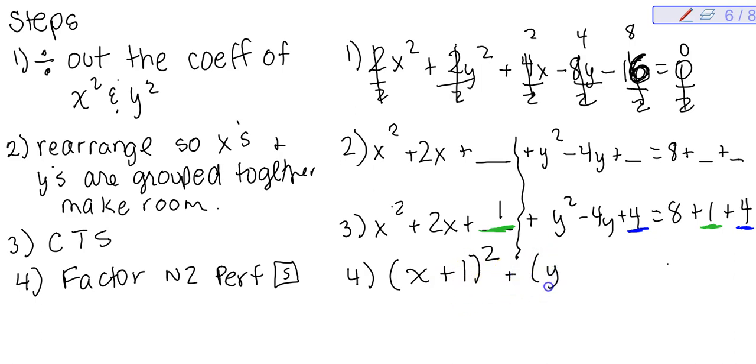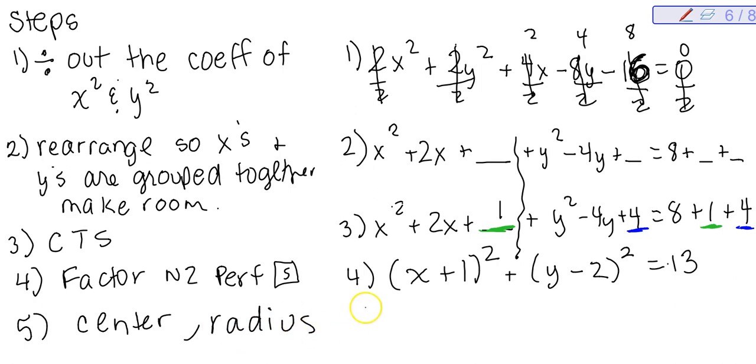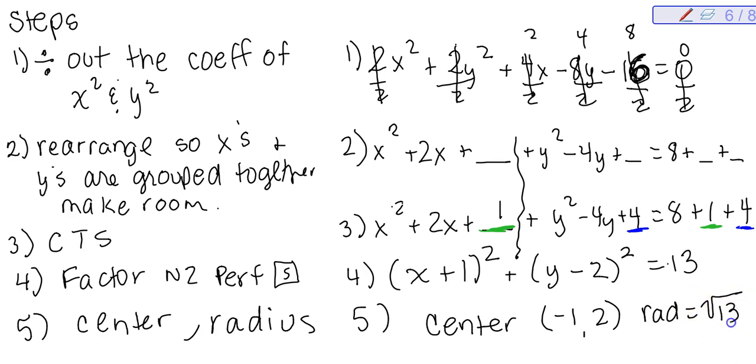Let's go over here. Y. This is two numbers that multiply to 4, add to negative 4. Quantity squared equals, what's that? 9 plus 4? 13. And look, friendly. Now you can identify center and radius. What do we got? What's my center? Negative 1, 2. And my radius? Square root of 13.